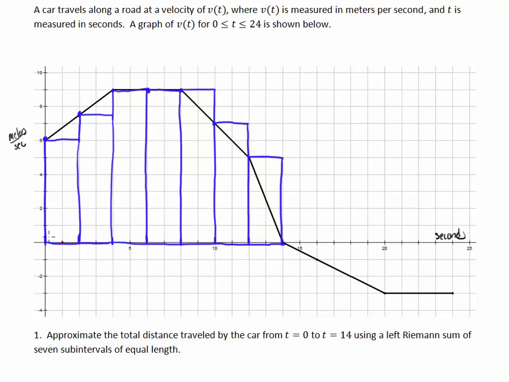This first rectangle is 2 units by 6 units, so 2 times 6 is 12. 2 by 7.5 is 15. 2 by 9 is 18, and 2 by 9 again is 18, and 2 by 9 is 18. And 2 by 7 is 14. And 2 by 5 is 10.